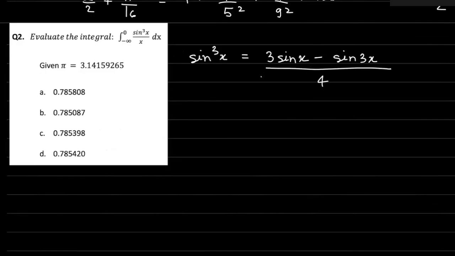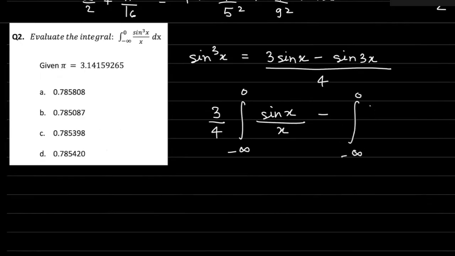Okay. So therefore, this integral will become 3 by 4 times integral minus infinity to 0 sin x by x minus integral minus infinity to 0 sin 3x. I should have put in a dx here, by x. Okay.